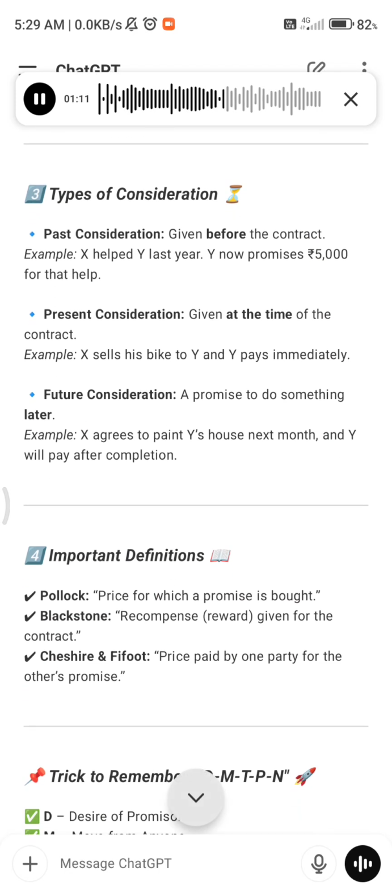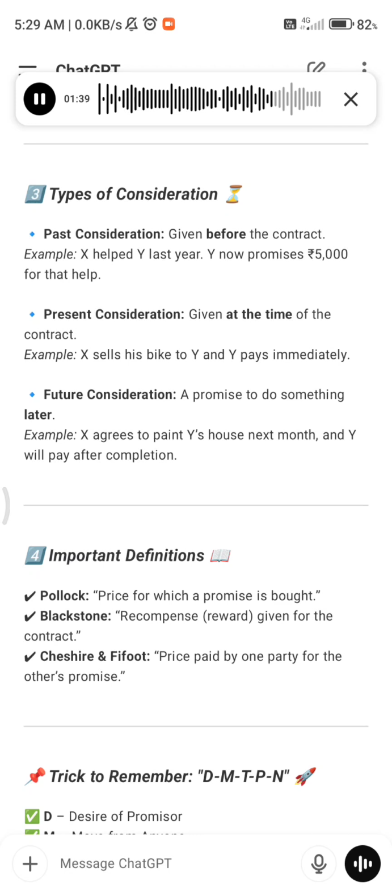3 types of consideration. Past consideration, given before the contract. Example: X helped Y last year. Y now promises 5,000 for that help. Present consideration, given at the time of the contract. Example: X sells his bike to Y and Y pays immediately. Future consideration, a promise to do something later. Example: X agrees to paint Y's house next month and Y will pay after completion.